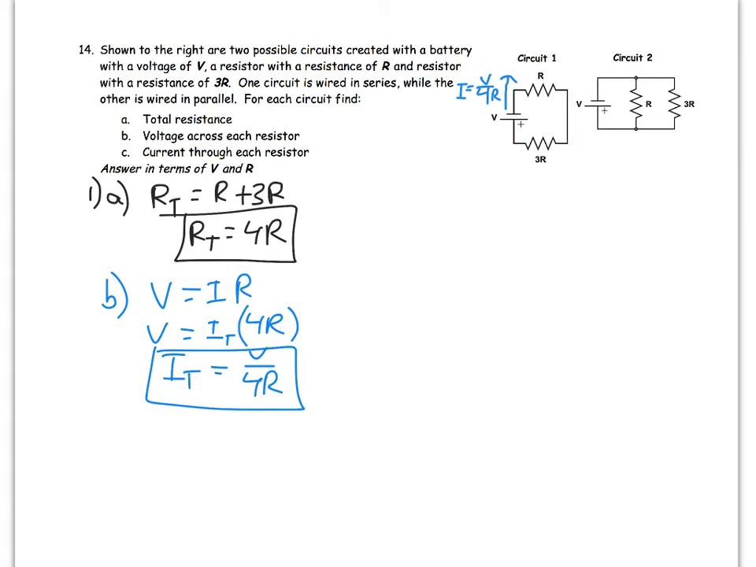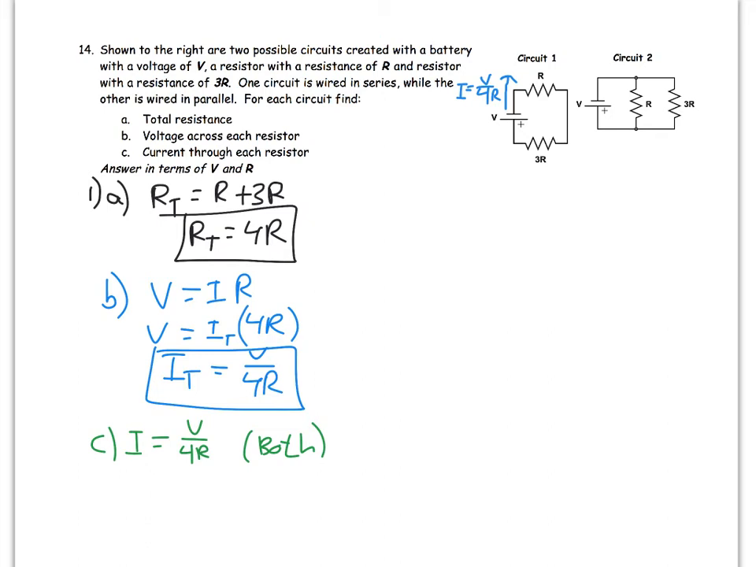Okay? So I know that's the current that leaves my battery, and that's going to ultimately flow through both resistors. So that actually helps me answer question C. What is the current through each resistor? I know the current through both of those resistors is just V over 4R, because in a series, both get that full current, the current that leaves the battery.